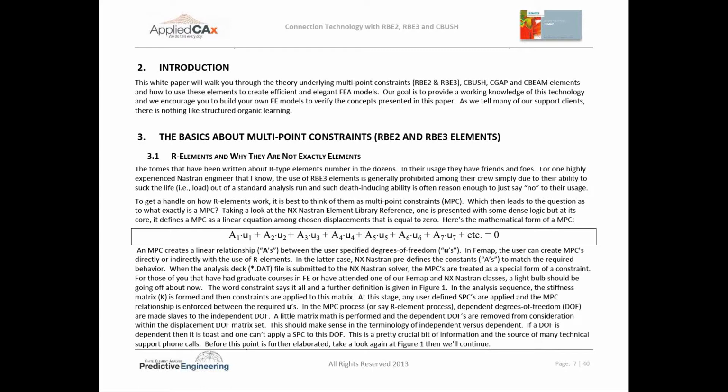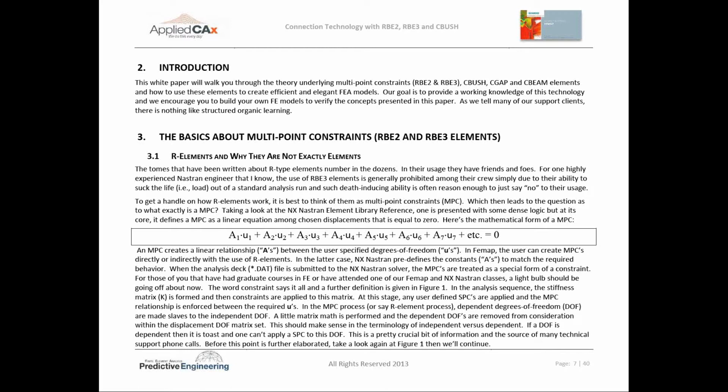You're solving, you know your forces, and you're solving for displacements. Well, multi-point constraints don't create stiffness terms. They never create anything that goes into the stiffness matrix. What they are is a linear relationship between the displacements, the U terms. That's all it is. A linear relationship. You have a bunch of constants, A1, A2, and then the U's represent degrees of freedom.